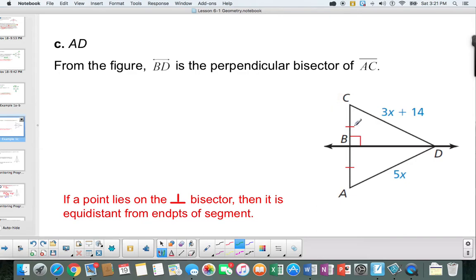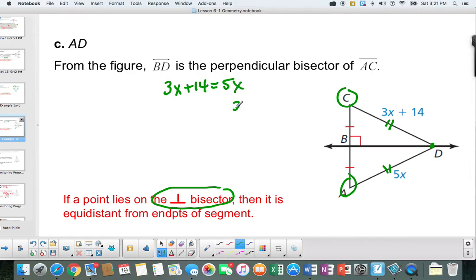All right, I see a perpendicular bisector again, and we know that whenever we see a perpendicular bisector, any point on it is going to be equidistant to the endpoints. Here are the endpoints, equidistant. So that's why I'm going to set 3x plus 14 equal to 5x. 2x will be equal to 14, therefore x is equal to 7. Now we want to find AD, and therefore AD will be equal to 5x, and if I put the 7 in there, I'm going to get 35.